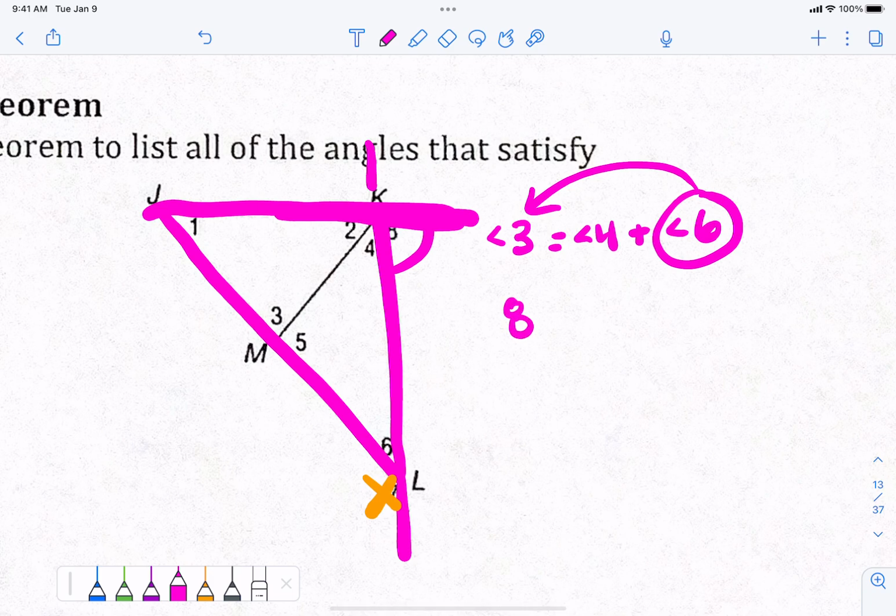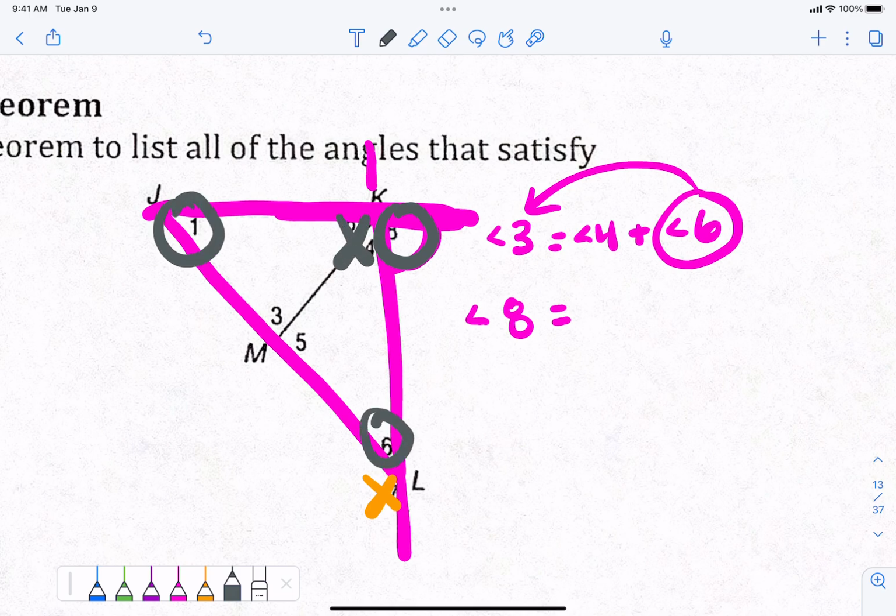So let's talk about 8. What angles add together to make 8? 8 is right here, 6. Wait, no. 1, 2, and 4. Nope, 2 and 4 touch 8. 1 and 6. Oh, crap. 1 and 6, right? Angle 8 is equal to angle 1 plus angle 6, right?